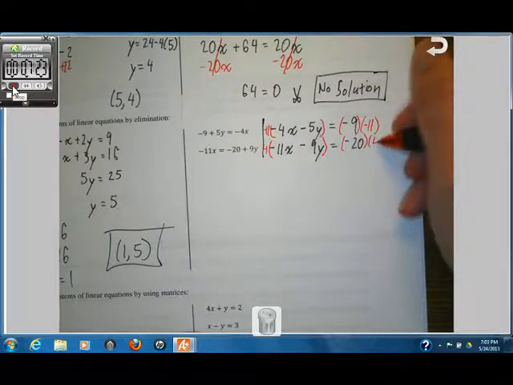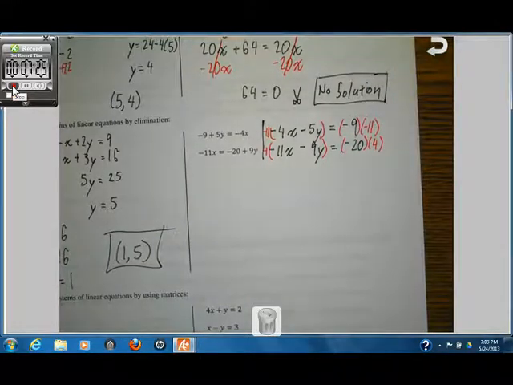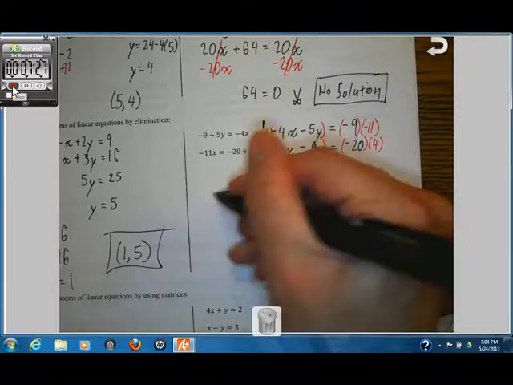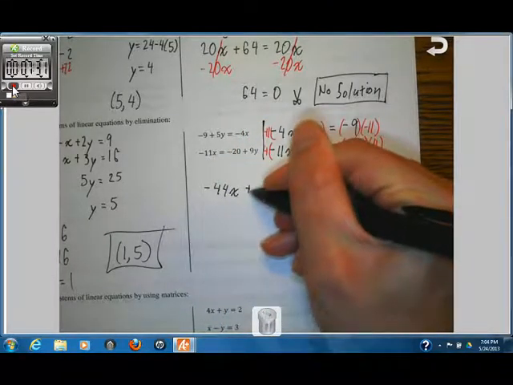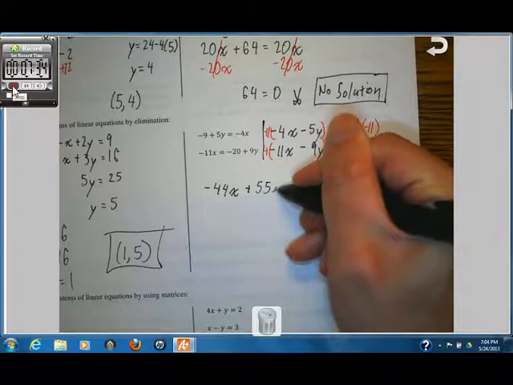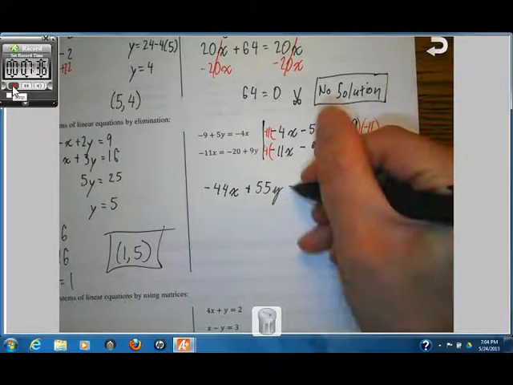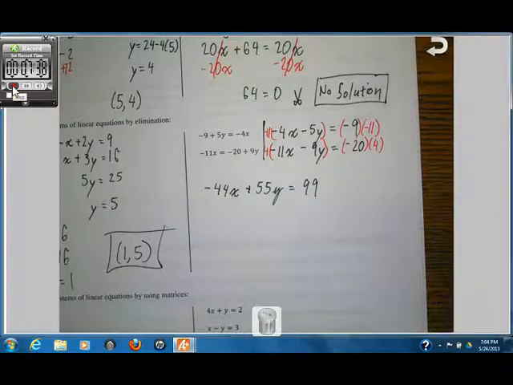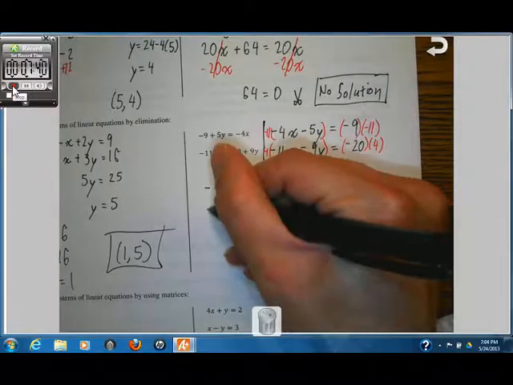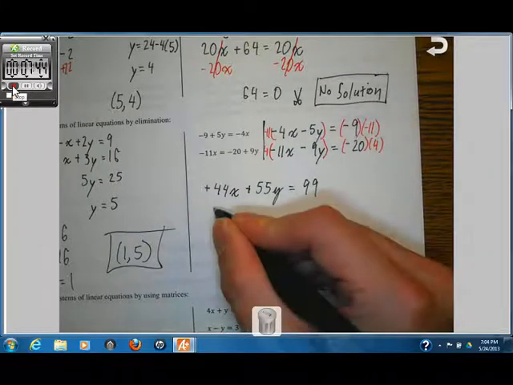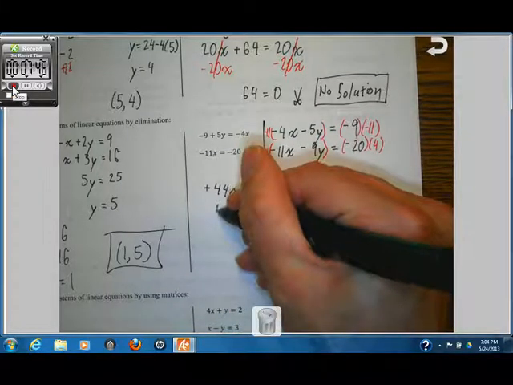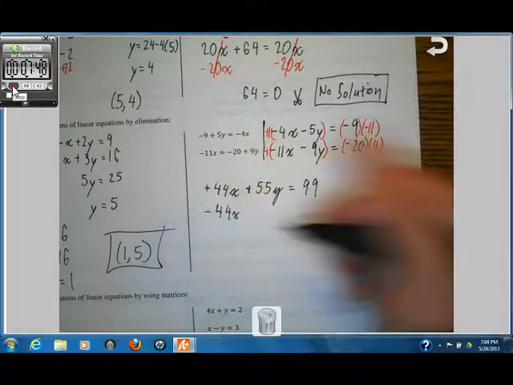Here you have this one's positive 44, sorry. Here you have negative 44x minus 36y is equal to negative 80. Now we add down, these cancel to 0, and this should be 19.